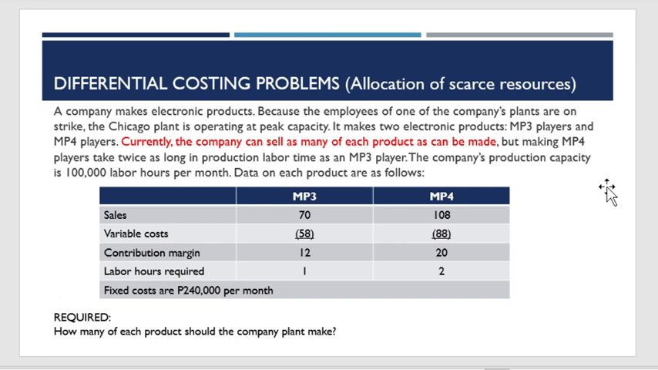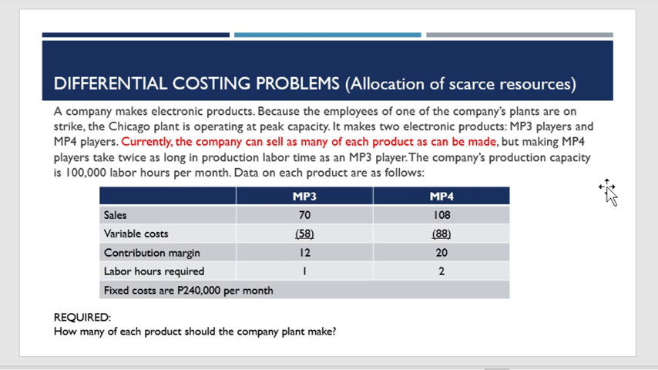So we have the details of your MP3 and MP4 players: sales, variable cost, contribution margin, labor hours required, and fixed costs of 240 per month. The requirement is to identify how many of each product the company should make. So ilan dapat ang gagawin based on the allocation of the scarce resources. So tingnan muna natin tong nasa table.